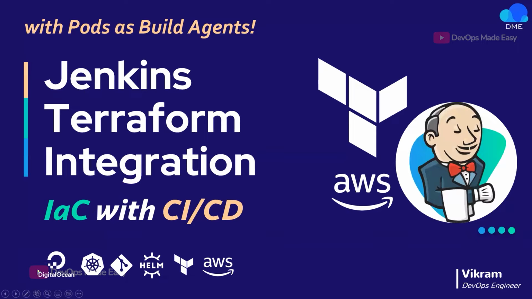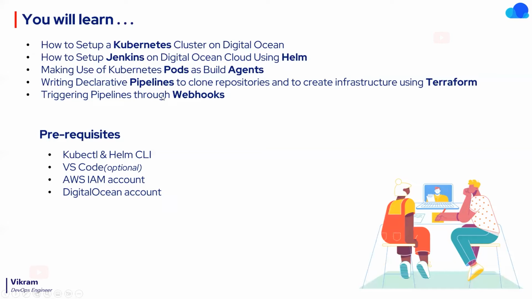So today we will talk about Jenkins and Terraform integration, where we run Jenkins on a Kubernetes cluster set up inside DigitalOcean cloud. Instead of using static agents like Linux nodes as build agents, we'll use pods as build agents. And we'll also talk about what advantages we get by using pods as build agents.